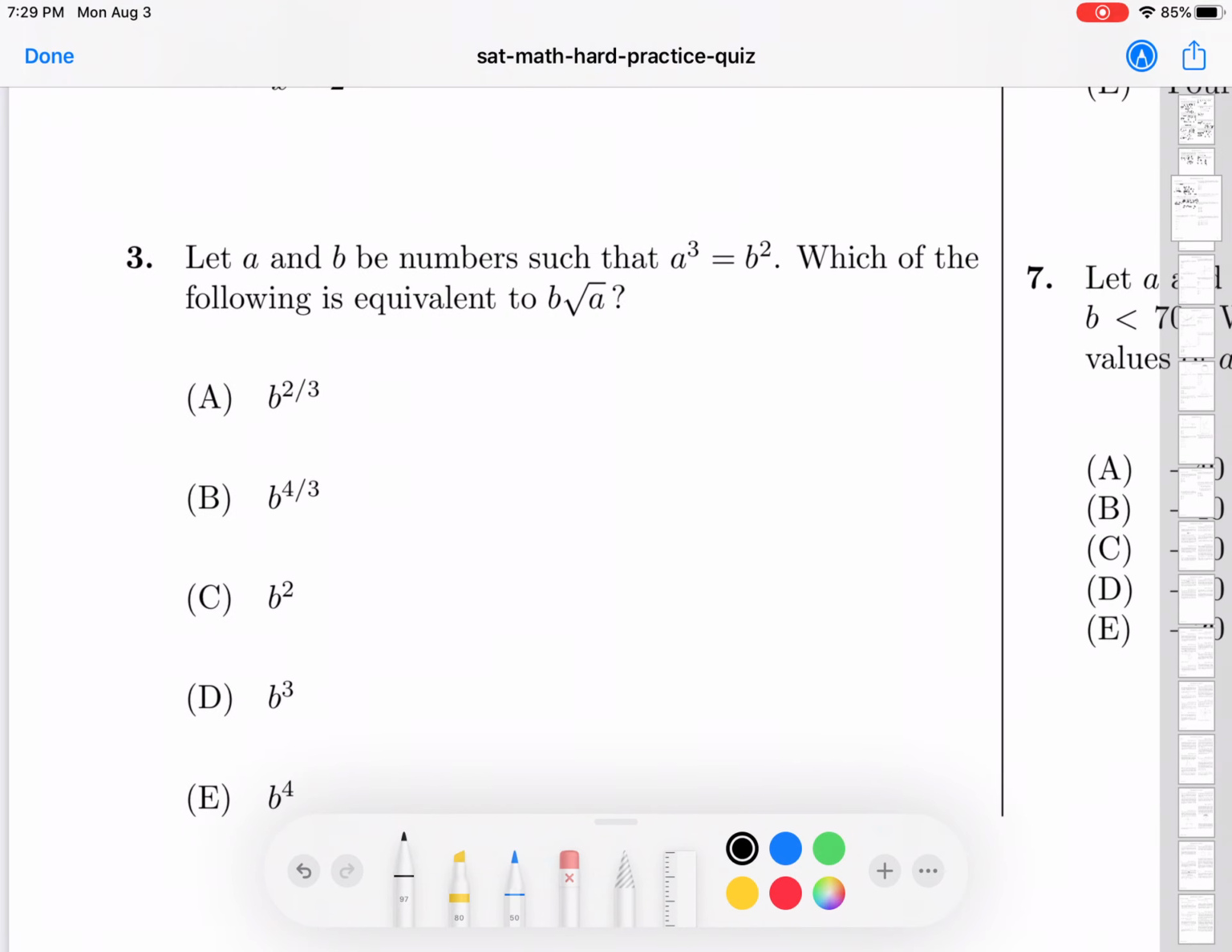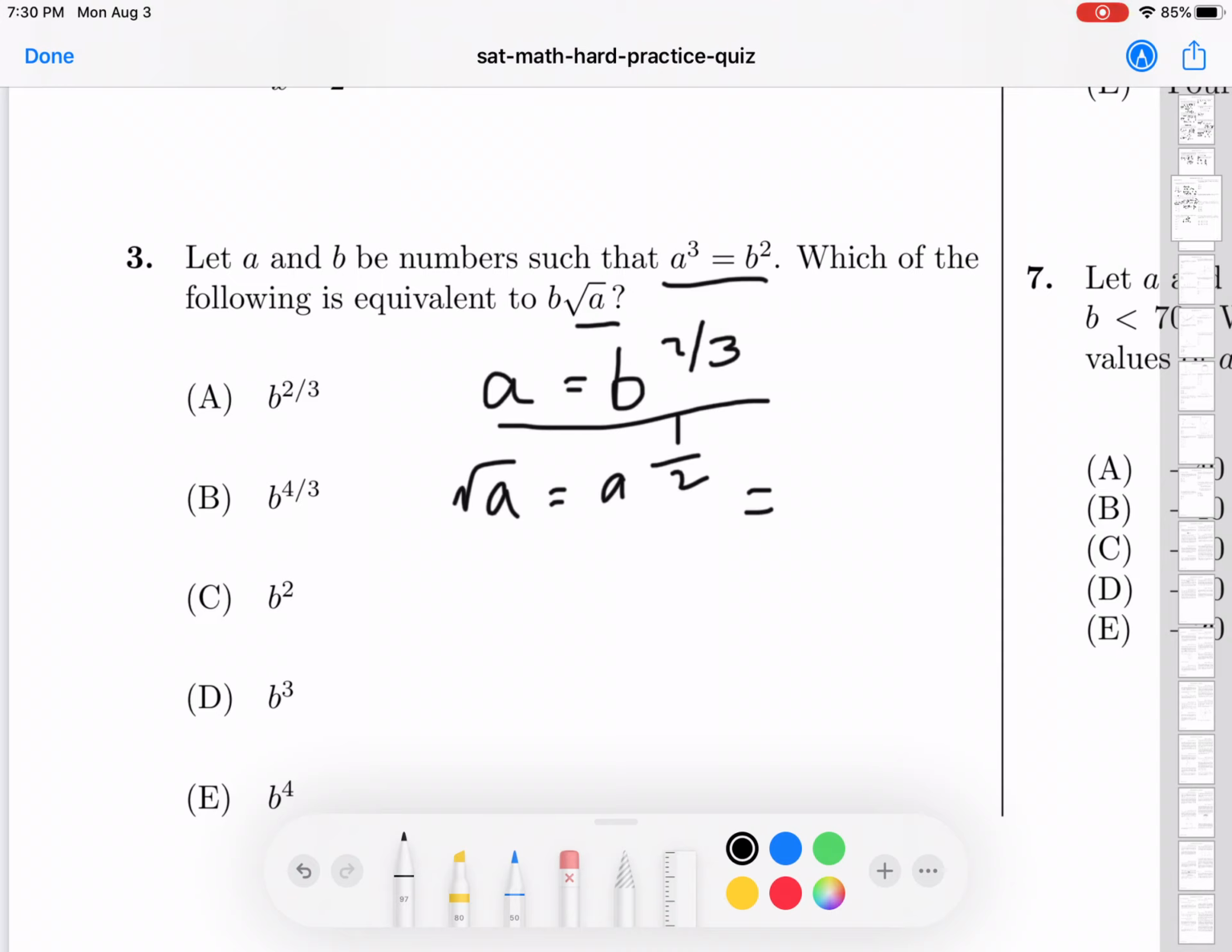Let a and b be numbers such that a cubed equals b squared. Which of the following is equivalent to b times the square root of a? So, using this, a is equal to b to the 2/3. Just remembering exponent rules, the square root of a can also be written as a to the 1/2. And using this information, that's equal to b to the 1/3.